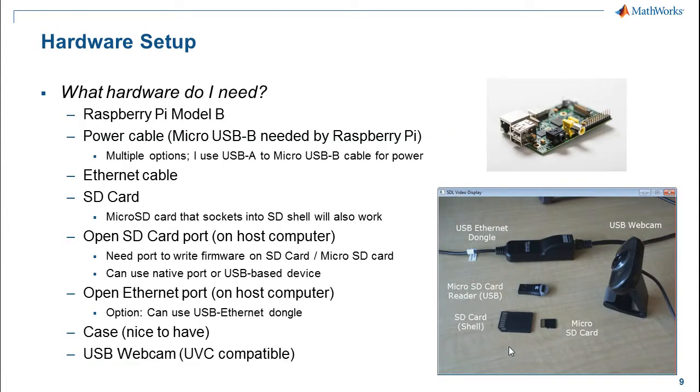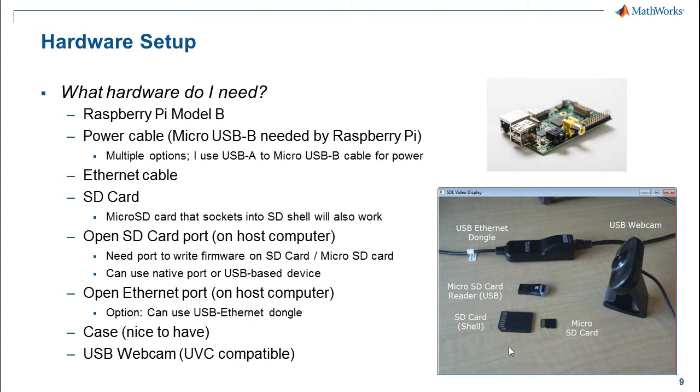Okay, let's talk about the hardware setup. What hardware do we need? We need a Raspberry Pi Model B. We need a power cable. The Raspberry Pi has a micro USB connector, so I use a USB-A to micro USB-B cable for power. This lets me plug the USB cable into my host PC or a powered USB hub and provide power to my Raspberry Pi. We need an Ethernet cable to connect between the host PC and the Raspberry Pi so they can communicate with each other.